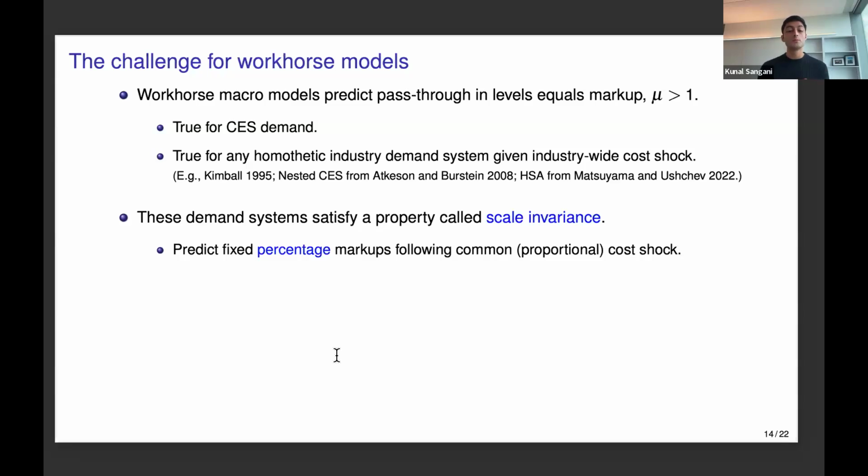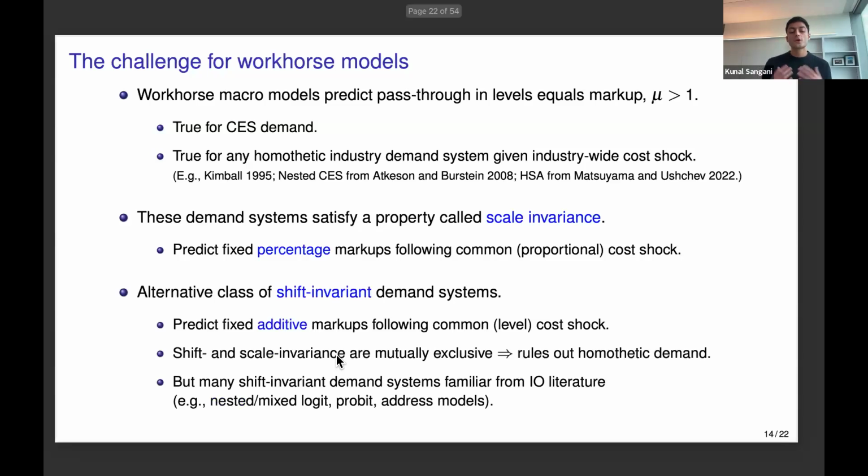So many of the demand systems like Kimball, nested CES, and HSA demand that are designed to accommodate incomplete pass-through of idiosyncratic cost shocks to firms would still actually predict complete pass-through in logs, or in percentage terms, of a uniform cost shock that affects all firms.